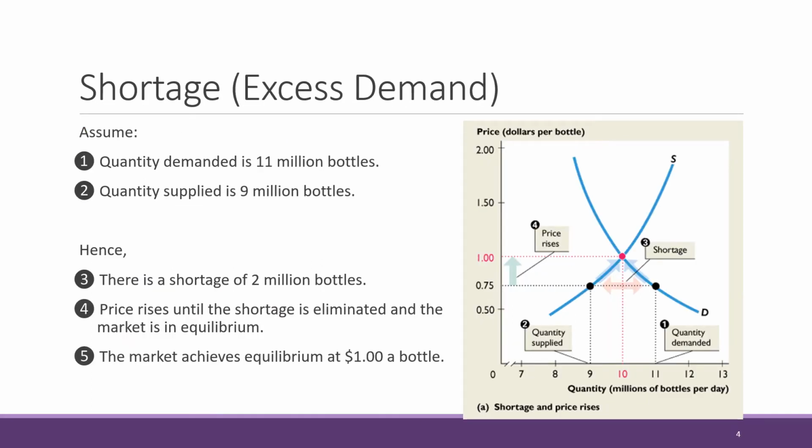By referring to the diagram, assuming that the current quantity demanded is 11 million bottles and quantity supplied is 9 million bottles. Therefore, there is a shortage of 2 million bottles. Due to shortage, the bottled water price will increase until the shortage is eliminated. The market achieves equilibrium at $1 a bottle.